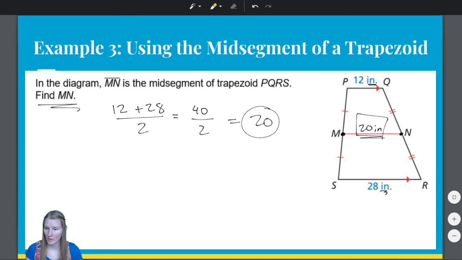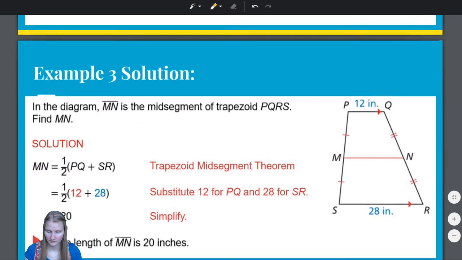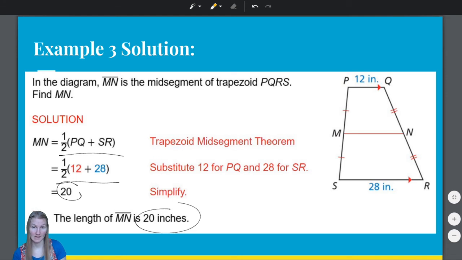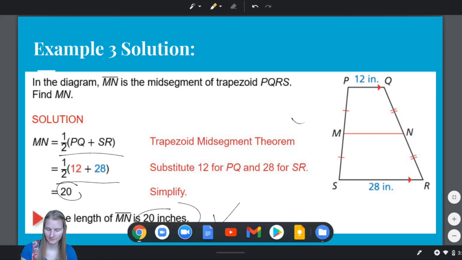Let's check and see if we were right. Okay, MN is 1/2 of PQ plus SR, so 1/2 of 12 plus 28 is 20. 20 inches is the length of MN. Woohoo! We were correct. Awesome.